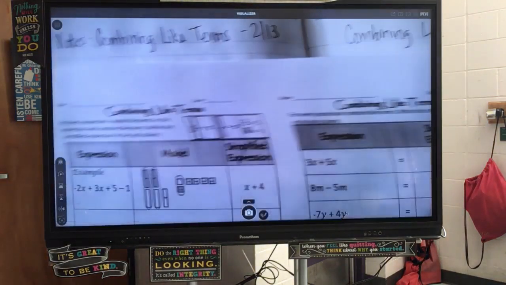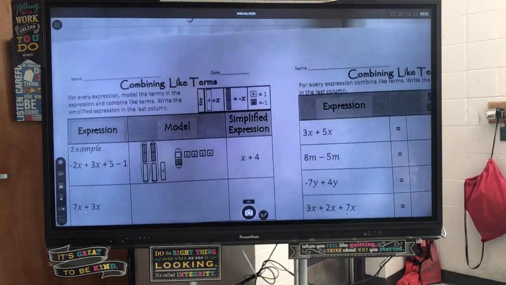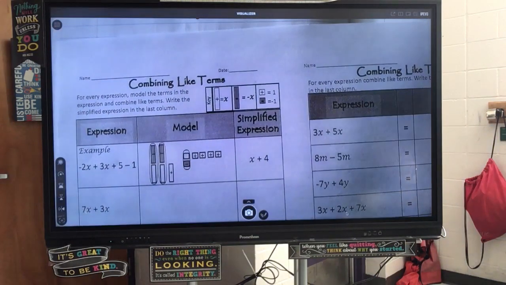Alright, so when you're combining like terms, you have to think about things that look the same. For example, if we wanted to group people in this classroom, we could group by clothing color. Everybody who has a black shirt on today, we put on one side. Everybody with a black shirt on, go over there.